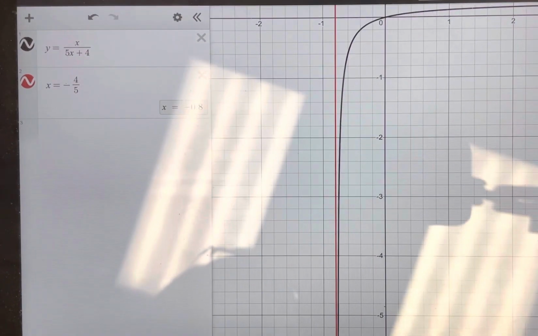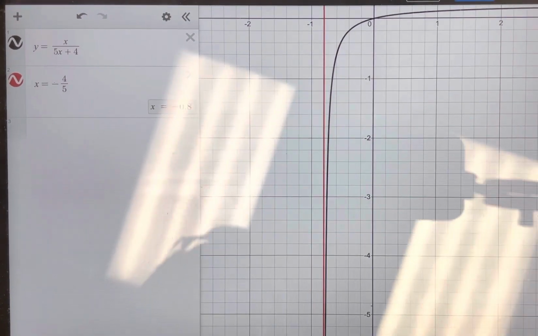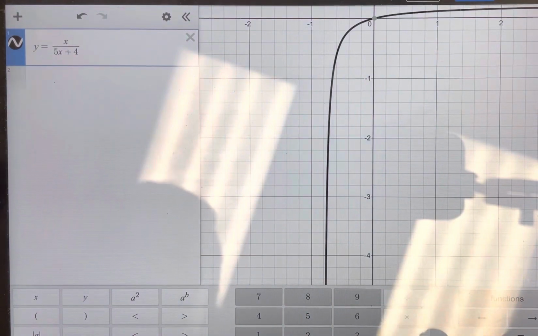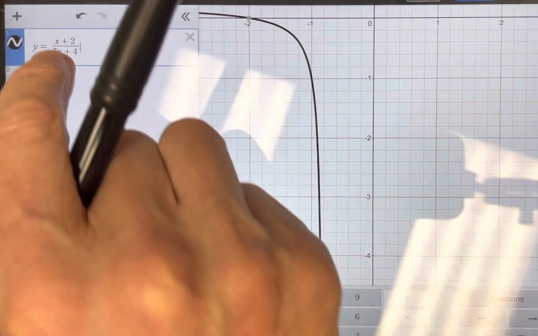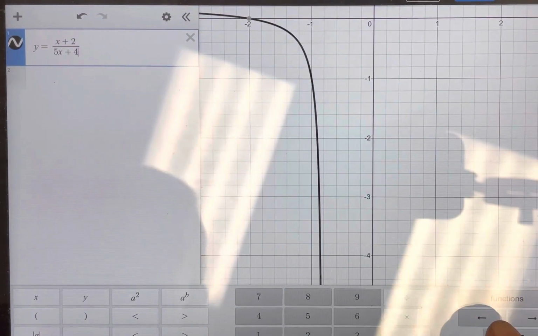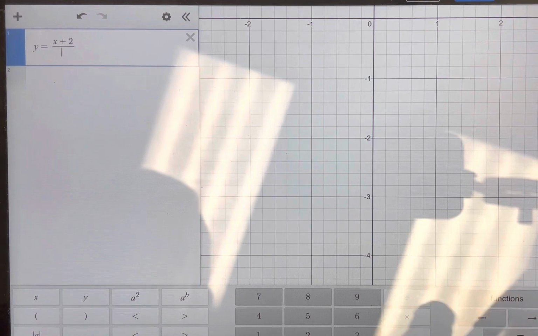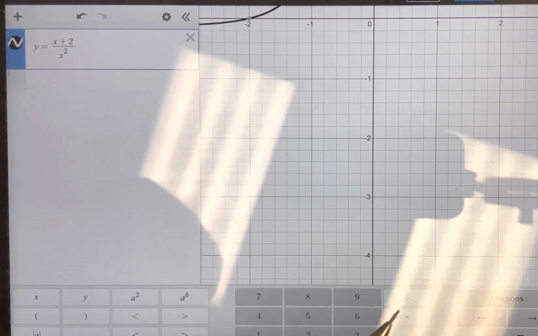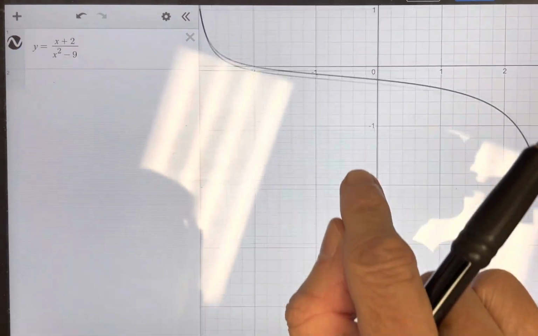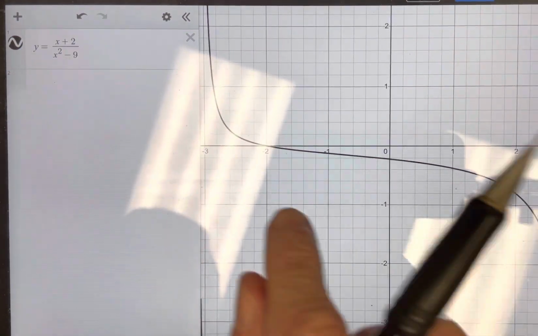So I'll go back to here and get myself situated. I can get rid of the second line. Let's go to my first line. We'll just kind of adjust this one. X plus 2 in the numerator. And the denominator, whoops, I can't touch it very well. The denominator is x squared minus 9. Okay, there we have it.